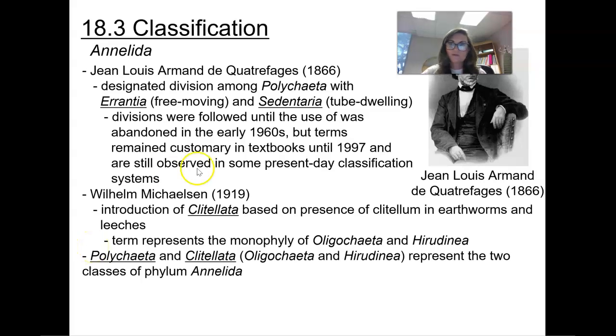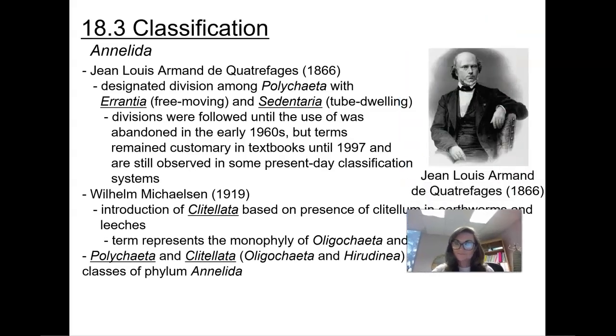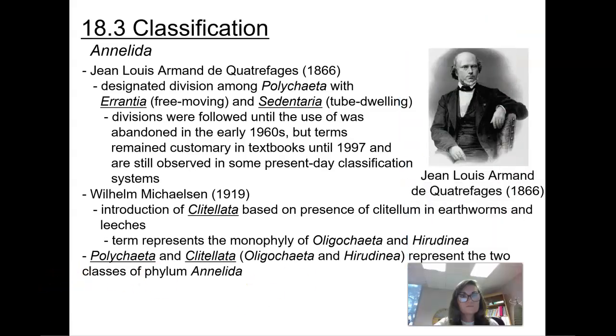Now with the Annelida, let me move my face again. Jean-Louis Armand de Quatrefages in 1866 is going to designate divisions among Polychaeta with the Errantia, free-moving, or Sedentaria, which is going to be tube-dwelling. These divisions are going to be followed until the use was abandoned in the 1960s, but terms remain customary in textbooks until 1997 and are still observed in some present-day classification systems.